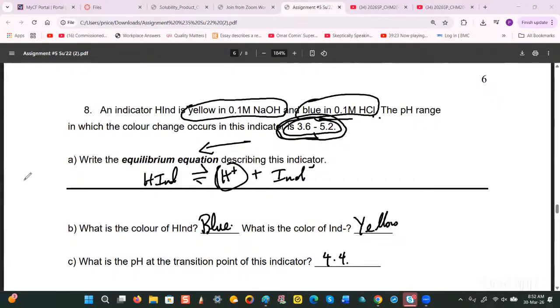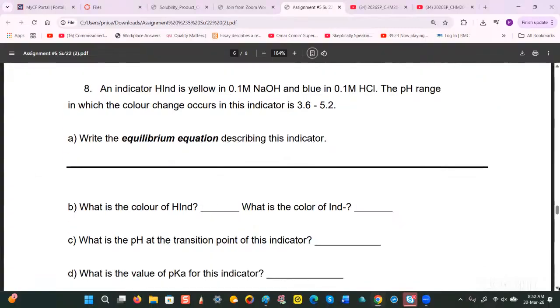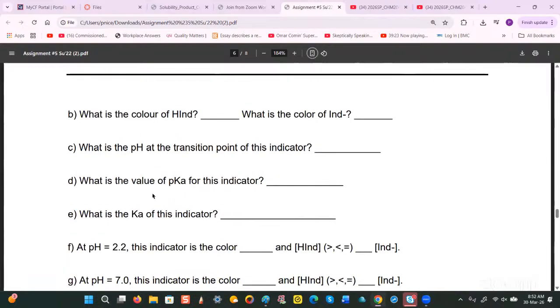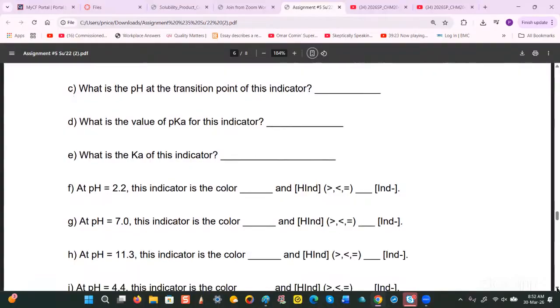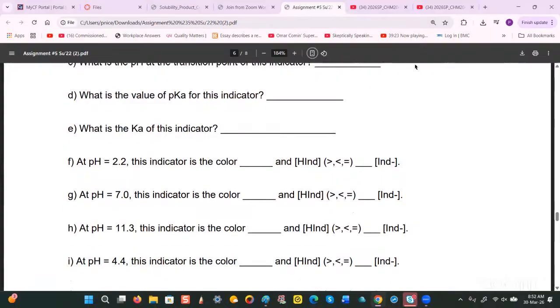All right, very good. Okay, moving along. In fact, let me clear this first. Moving along to the D part. What is the value of pKa for this indicator? Very interesting question. What is the value of pKa for this indicator? Maybe I should give you a little hint. Remember, Ka is equal to, in this case, the concentration of H plus times the concentration of IND minus over the concentration of HIND.